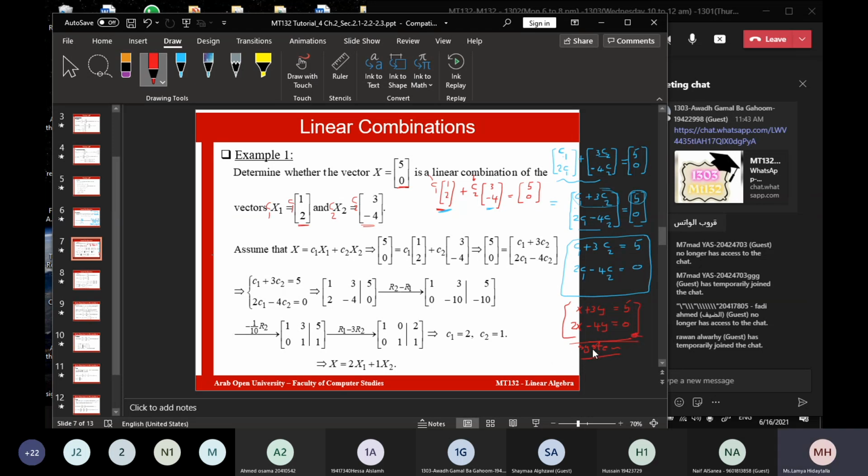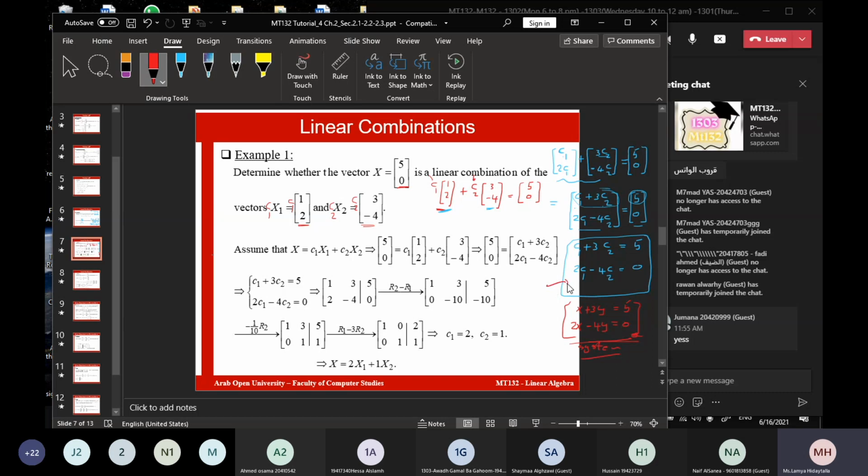So this will be a system of linear equations. Now my problem is reduced to finding the values of the unknowns C1 and C2. So how do we solve a system of linear equations? We solve it by first putting it as an augmented matrix, and then after that we solve.